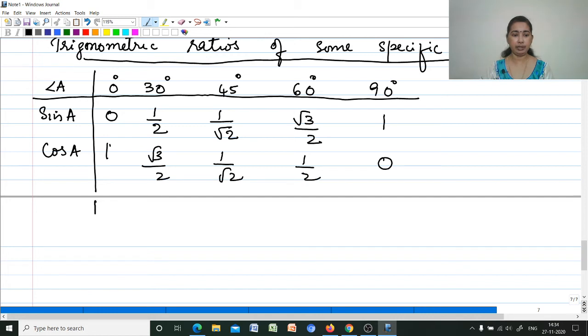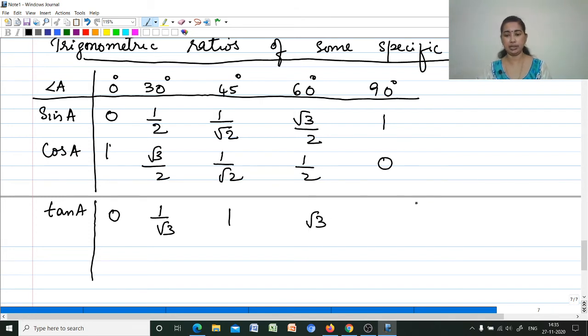Then what will be tan? Tan A. For finding out tan A, we have to divide sin A by cos A. 0 by 1 is 0. 0 by anything is 0. Then 1 by 2 by root 3 by 2, that is 1 by root 3. 1 by root 2 by 1 by root 2 is 1. Root 3 by 2 by 1 by 2 is root 3 and 1 by 0 is not defined.